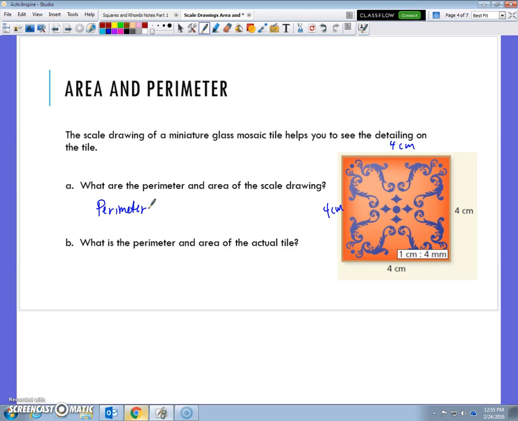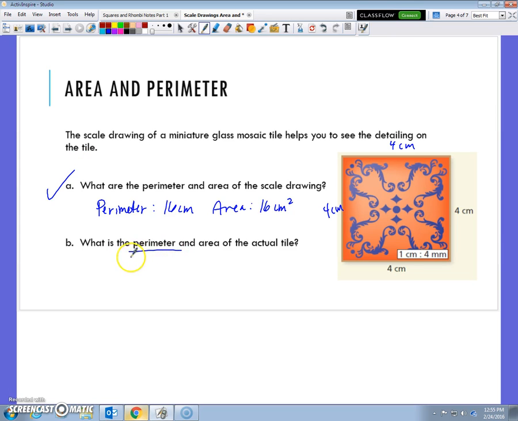So again, we have 4 plus 4 plus 4 plus 4, which is 16 centimeters. The area is length times width. So length 4 times width 4 is 16 square centimeters. We abbreviate that centimeters squared. So that should be a piece of cake for everybody. We know how to find area and perimeter. First part's all done. Second part's the tricky part.